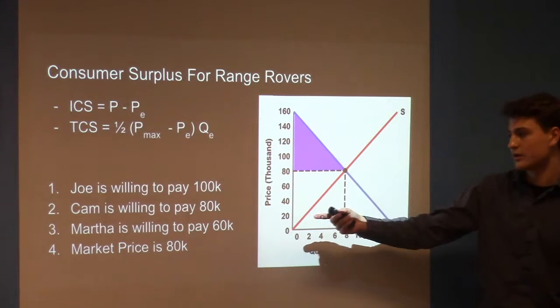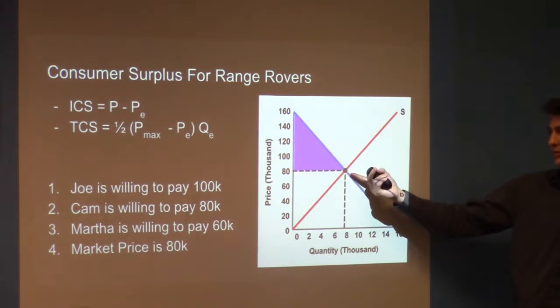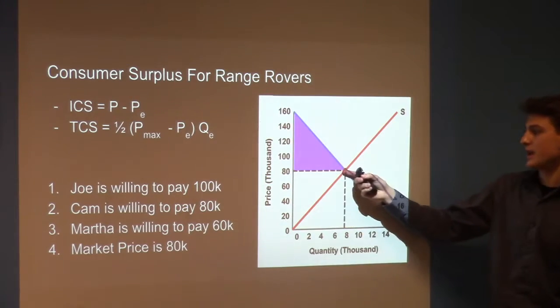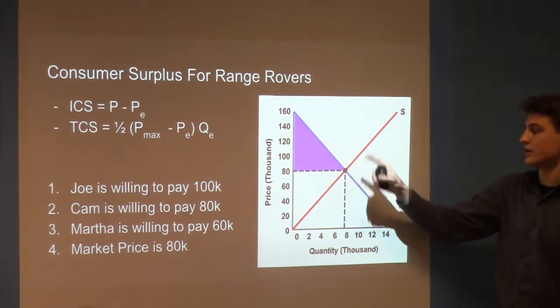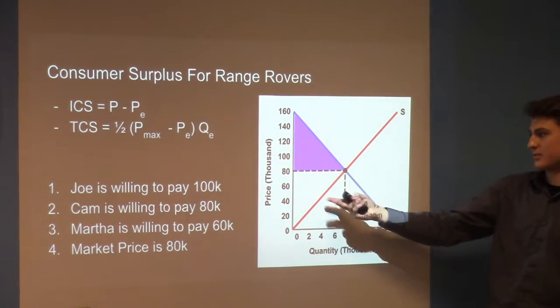And then for Cam, he's willing to pay $80,000 and equilibrium is $80,000, so he has no consumer surplus. And then Martha, who's willing to pay $60,000, well, equilibrium is above that, so she's not going to be able to buy the Range Rover she wants. And market price is obviously $80K, so the total consumer surplus is the area of this triangle. Consumer surplus is the triangle on top, and then I'll talk about producer surplus at the bottom.